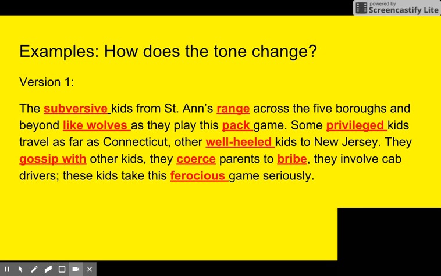The subversive kids from St. Anne's range across the 5 boroughs and beyond like wolves as they play this pack game. Some privileged kids travel as far as Connecticut, other well-heeled kids to New Jersey. They gossip with other kids and they coerce parents to bribe. They involve cab drivers, and these kids take this ferocious game seriously. So just adding in those few words that I have in red, bolded, and underlined really changed the tone to more of a negative tone for this piece of writing here.